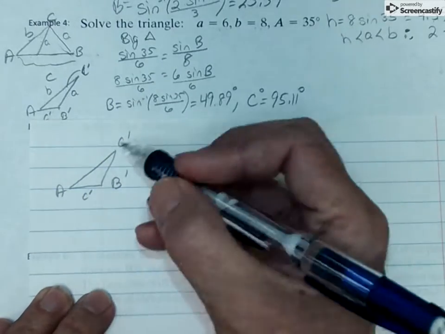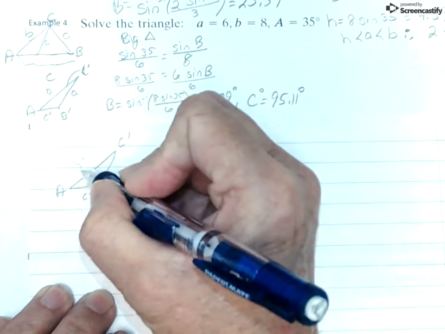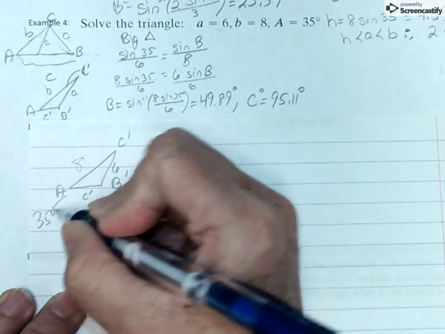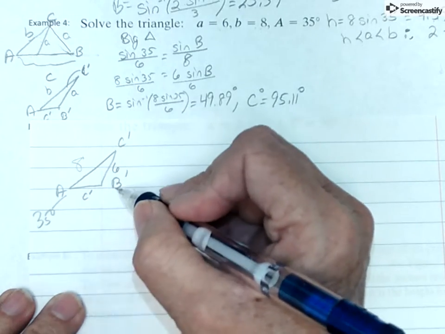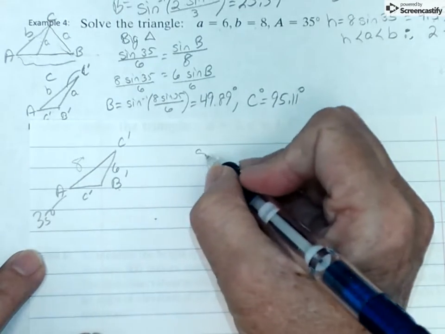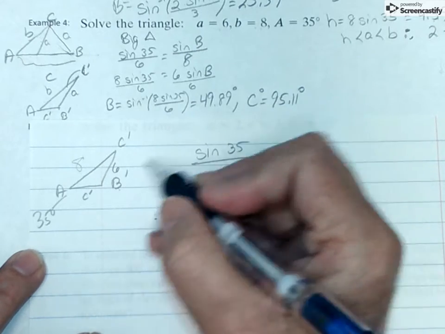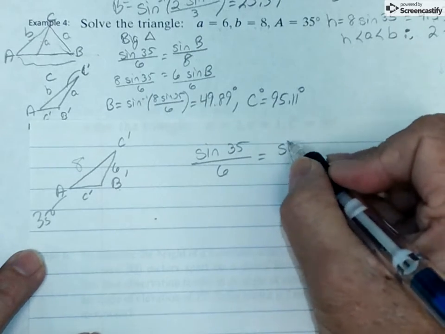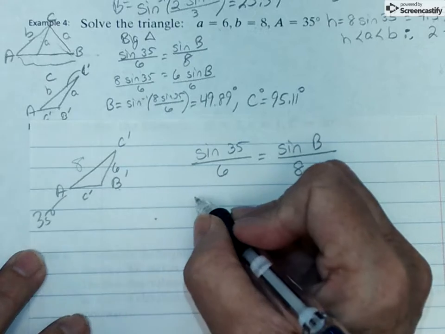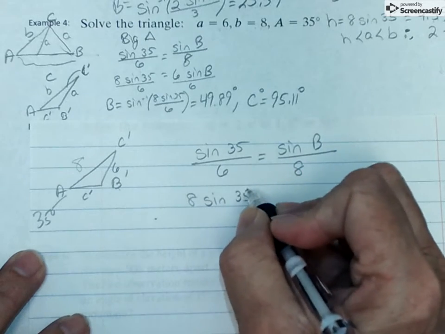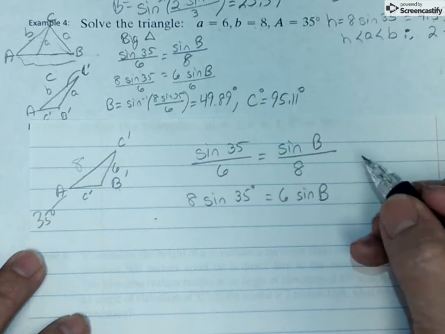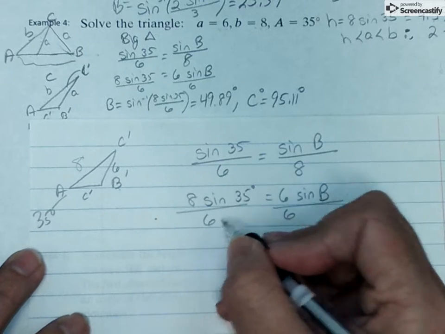Okay, so I've got this. I know that side B was 8, and I know this side is 6. We know angle A was 35 degrees. So first let's try and find angle B, because that's the easiest one to find. So sine of angle A divided by side A is going to equal sine of angle B divided by side B. Again, we're going to cross multiply, so 8 times the sine of 35 degrees equals 6 times the sine of angle B. Divide both sides by 6.